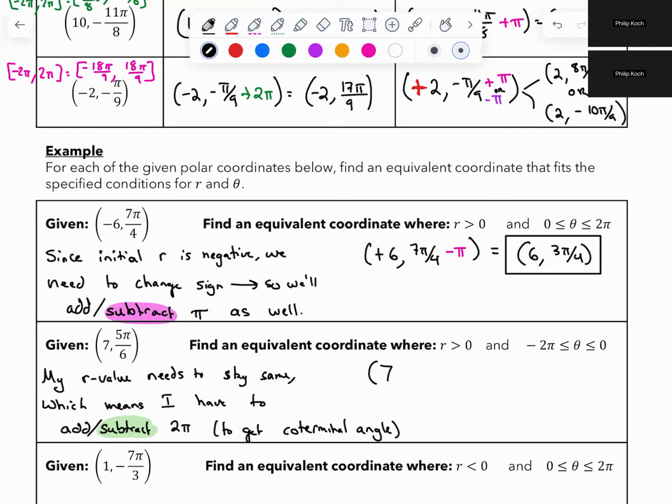So we've got 7 comma 5 pi over 6, and we're going to subtract 2 pi, which you can always write as 12 pi over 6. This becomes 7 comma negative 7 pi over 6.